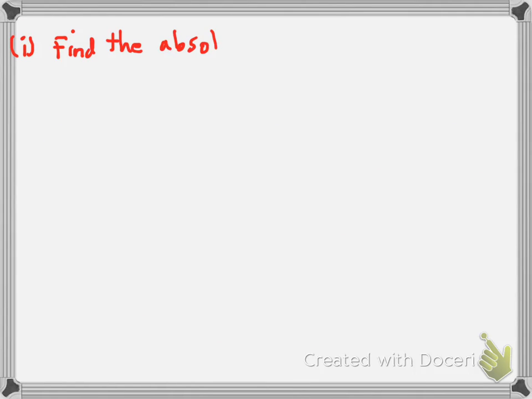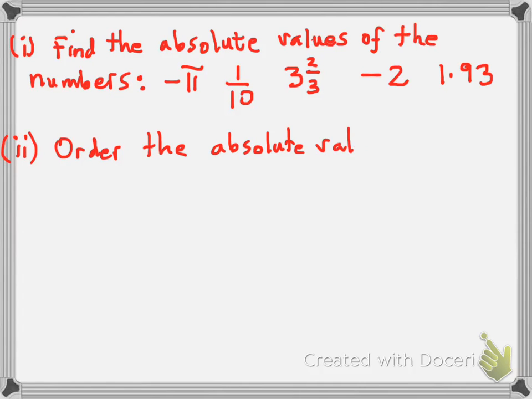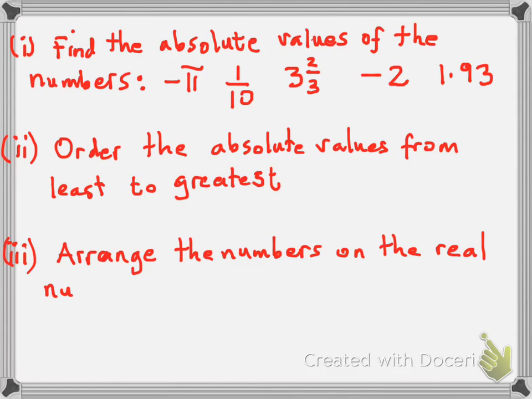So here's a little exercise for you to try to find the absolute values of the following numbers. After you've found the absolute value, you can order the numbers and finally place them on the real number line. So what you should do now is to pause this video and attempt to answer these questions. And when you are done, you can resume the video and see what the answers are and compare with what I have done. So go ahead and pause the video now, please.